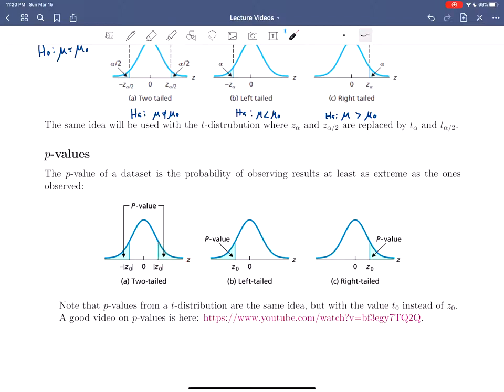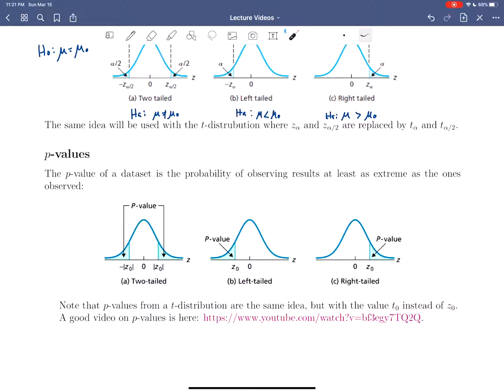So it's going to be the sum of those two areas there. So if it's a two-tailed test, that's what the p-value is. Again, the probability of observing results, getting random data that's at least as extreme as your sample data. And it's the same idea with a left-tailed or a right-tailed test. Okay, so your p-values are going to be, again, the probability of getting something at least as extreme as your test statistic, z naught. Okay, that's p-values.